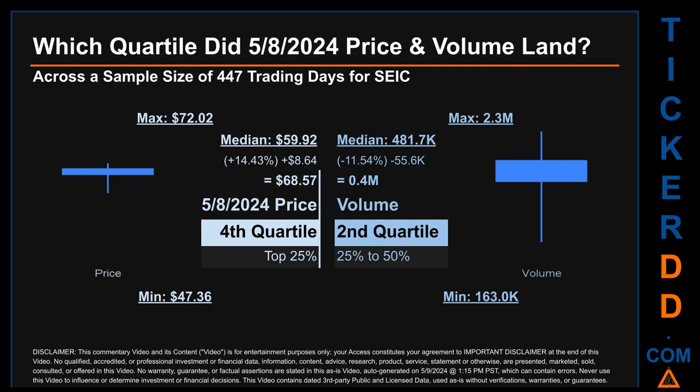Which quartile did the 8th of May 2024 price and volume land? Across a sample size of 447 trading days, the maximum end-of-day price for SEIC was $72.02 while the minimum was $47.36. Within that price range, the 8th of May 2024 price, of $68.57, landed within the fourth quartile, meaning that it was within the top 25% of all sampled end-of-day prices.